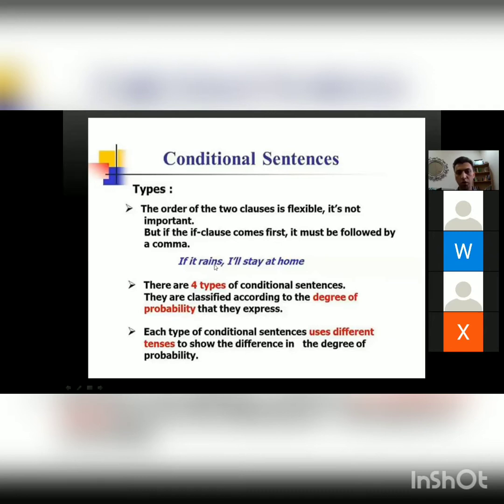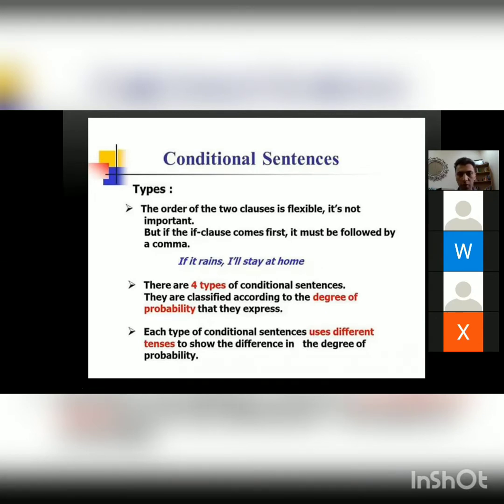But it is not always important to have if clause at the beginning, then result or main clause after the first sentence. It is not always like that. We can change the situation of these two sentences, but if I change it, for example, if I start like, I will stay at home, if it rains, we have to remove the comma, okay? That is only a revision. This is also true for a first conditional statement, as it was true for open conditional statement.